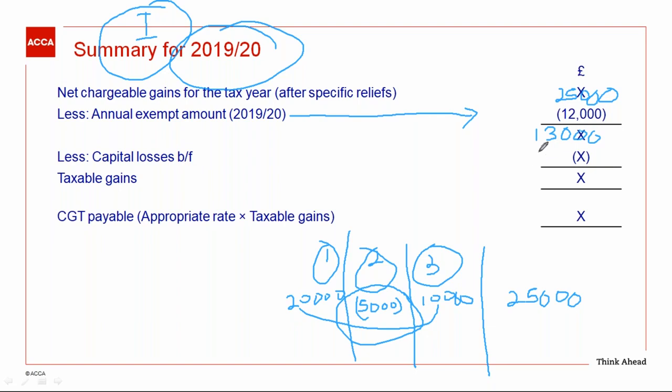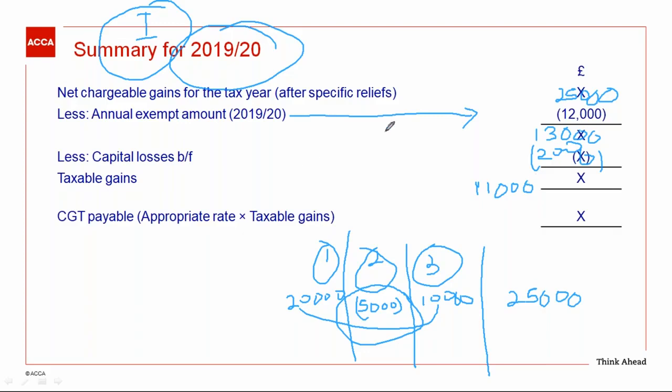But in this instance, assume you have only a capital loss brought forward of 2,000 pounds. Then you can deduct that amount. After that, you get an answer. That is what we call taxable gains.